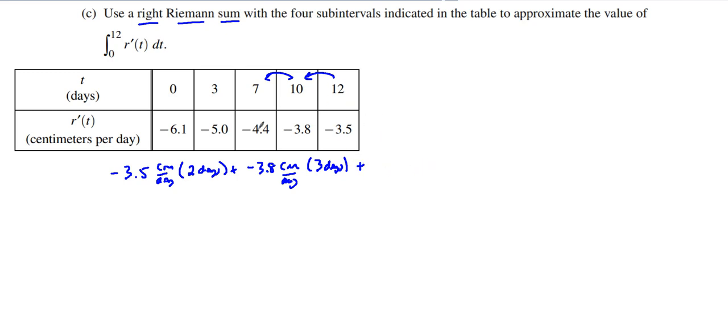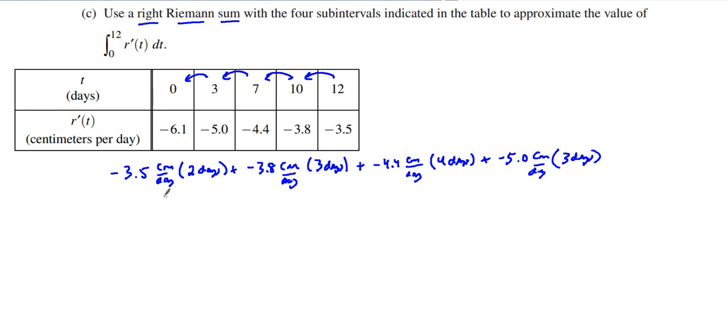And then we're going to add our next term, which is negative 4.4 centimeters per day, and I'm going to go for that for 4 days. And last but not least, with this right Riemann sum, we get negative 5.0 centimeters per day, and we're going a delta t of 3 days. And so I got to do a little bit of scrap math on the side.